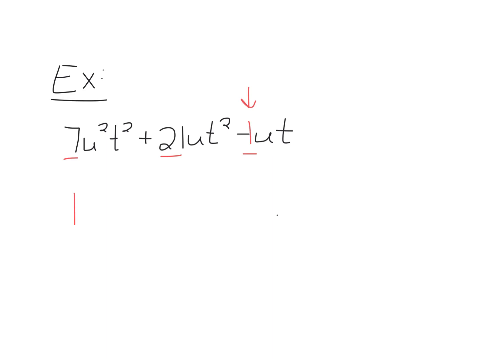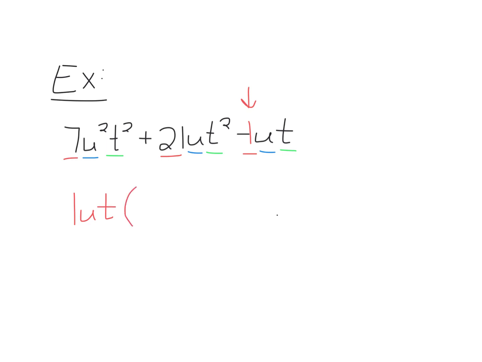Okay? What do we look at next? The U's. We have 2 here, 1 here, and 1 here. So how many do they have in common? Only 1. Take the smallest one. Now look at your T's. 2, 2, and 1. We want to take 1 out. Good.